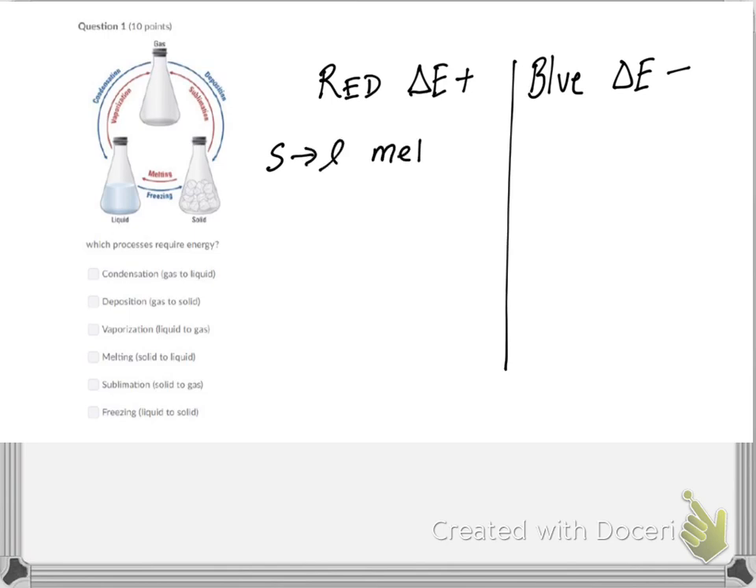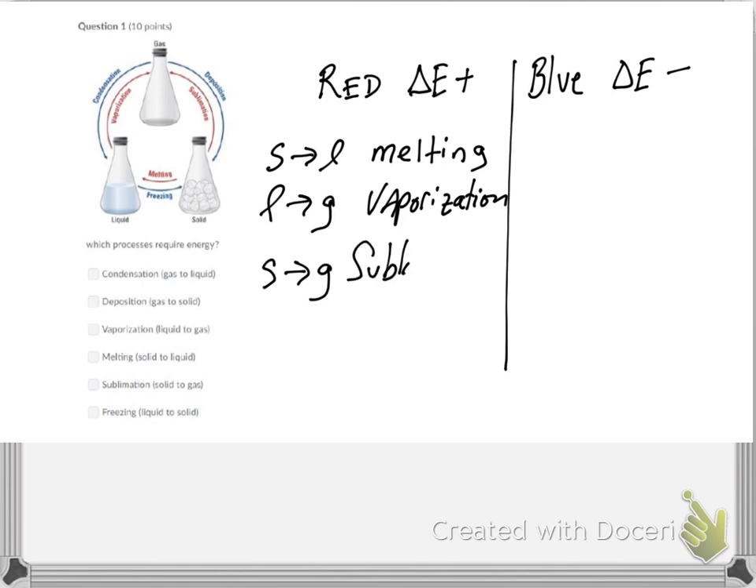energy. So in red, we have melting, which is the transition from solid to liquid. We have liquid to gas, which is vaporization, also known as boiling. We have solid to gas, much less commonly known, and that's called sublimation, which is the direct transition from solid to gas. And all of these processes require energy, with delta E positive.